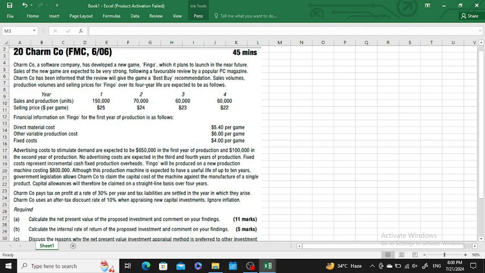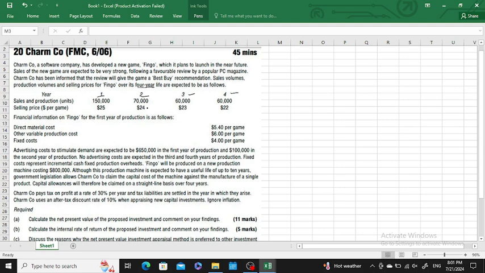Sir, which means it's an investment project for 4 years: year 1, year 2, year 3, and year 4, for which the data are given. How many units would it produce? It would produce 150,000 units, 70,000 units, 60,000 units, and 60,000 units. The selling price for the first year would be 25, for the second year 24, for the third year 23, and for the fourth year 22.